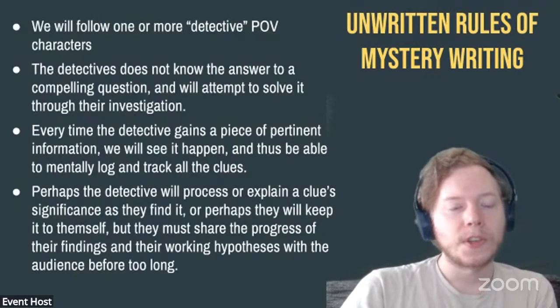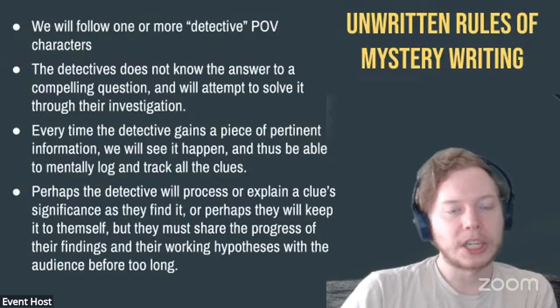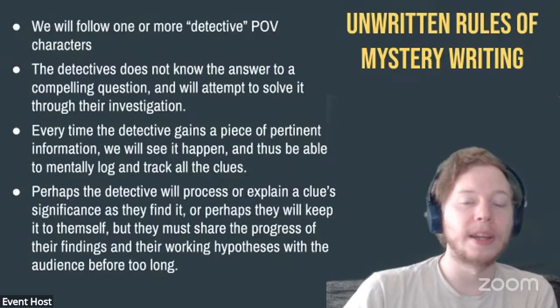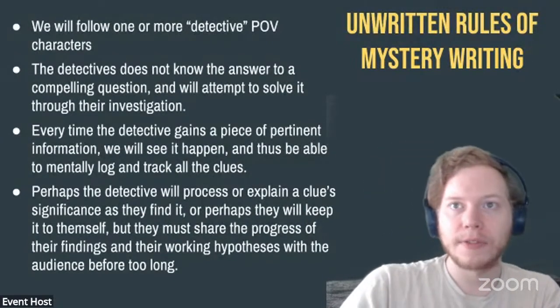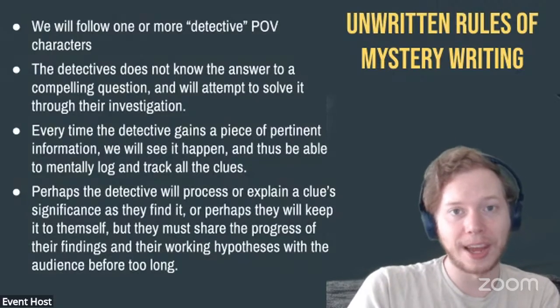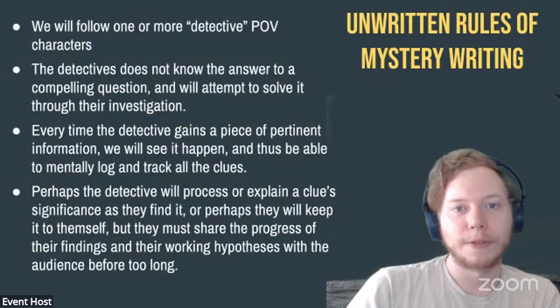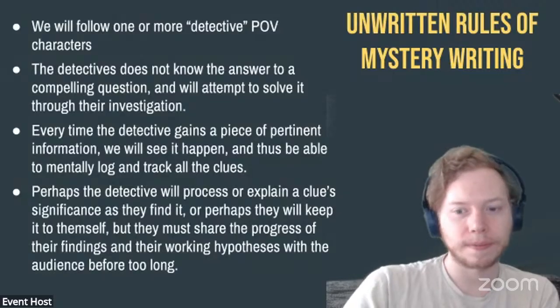Okay, so some more unwritten rules. Maybe the detective will process or explain a clue's significance as they find it, or maybe they will keep it to themselves. But before too long, we should know what it means. It might occasionally work to have your character find something, and we don't learn the significance of it till the end of the book. But I wouldn't do more than just one or two of those. For most clues, they only really count as clues if the audience knows what it means.